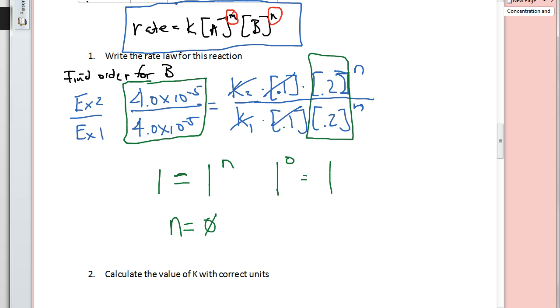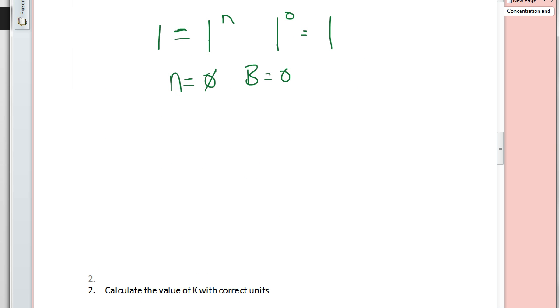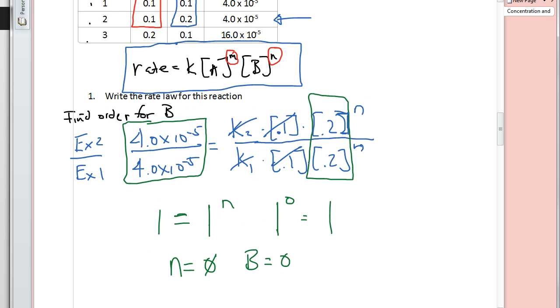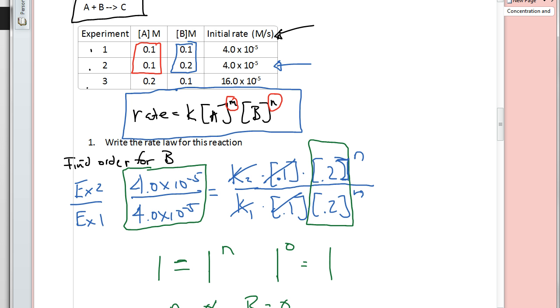Well, what does that mean? That means for B is a 0 order reaction. We do not even include it in the rate law. Okay? So we're not done quite yet, but we're getting closer. And what I'm going to do is go up here and recopy my data table just real quickly because I need that down below. It's getting off the screen a little bit.